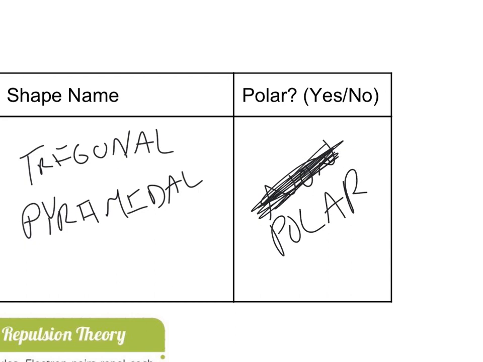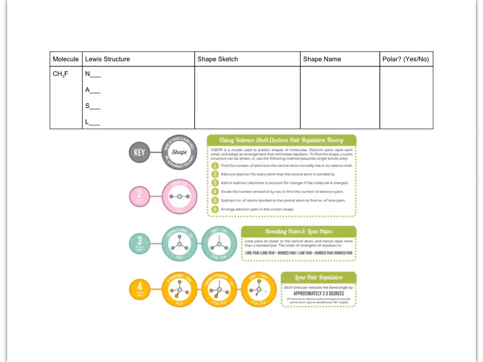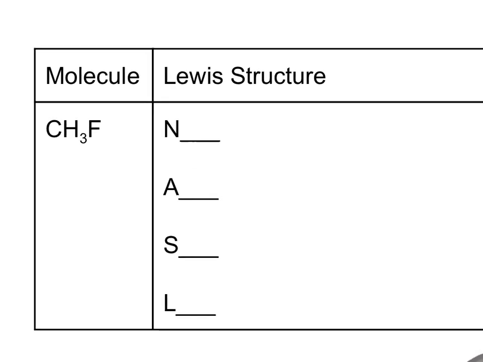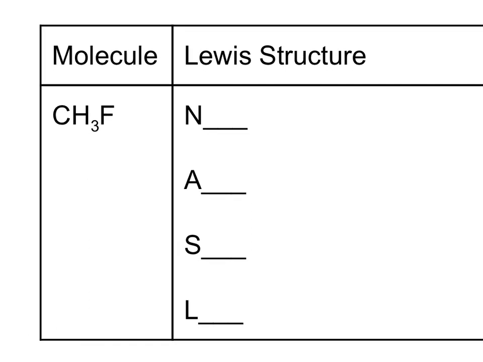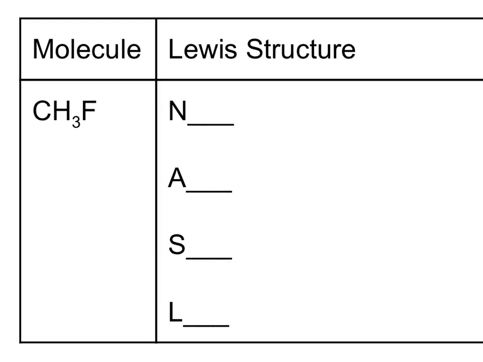If you said polar, you're right, and I won't give you one where there's any question on the test. It'll be either polar or nonpolar by the shape. All right, CH3F, Lewis structure. In this case, we have a carbon, we have three hydrogens, and then we have a fluorine. So three different elements in this molecule.